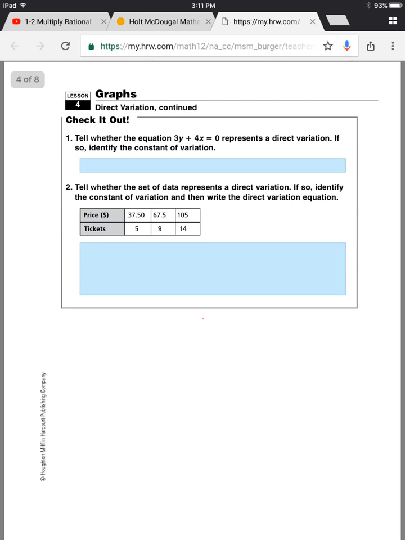You have 2 check it out problems. One is telling whether an equation represents direct variation and what the constant is if it does. And the next is whether the table represents direct variation and what the constant is if it does. And then you are also writing the direct variation equation if it does have a constant.